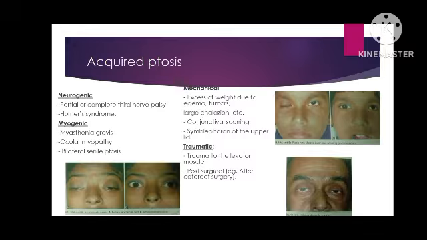Myogenic is myasthenia gravis, ocular myopathies, and bilateral dermatochalasis. Mechanical is excessive weight due to edema, tumor, large chalazion, conjunctival scarring, or blepharospasm of the upper lid. Traumatic is trauma to the elevator muscles and post-surgical, for example after cataract surgery.